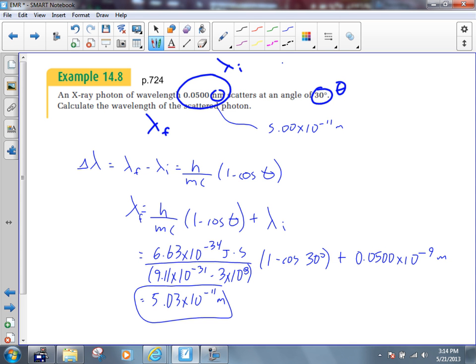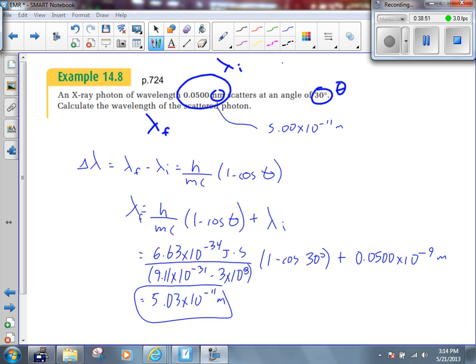We've got one practice problem on this stuff for you that I'd like you to work, and then we'll do one more example, and then we're done for the day. Try this one, please.